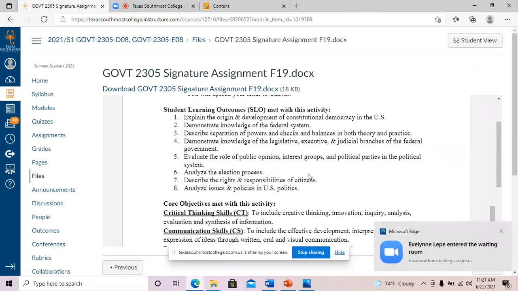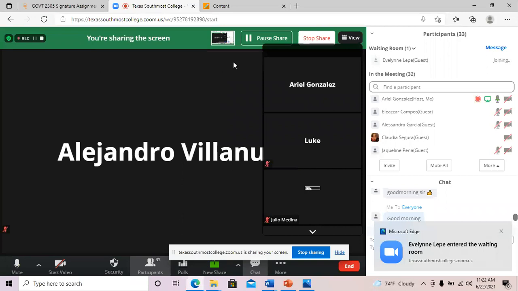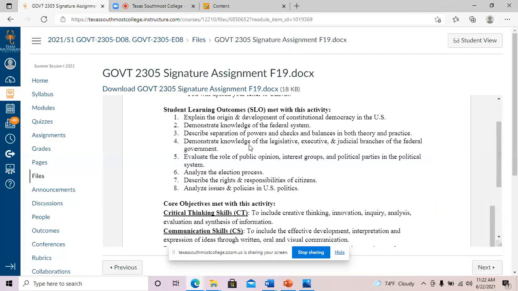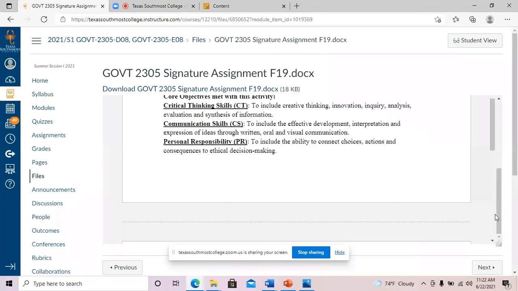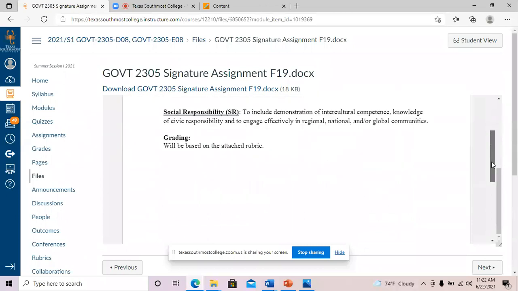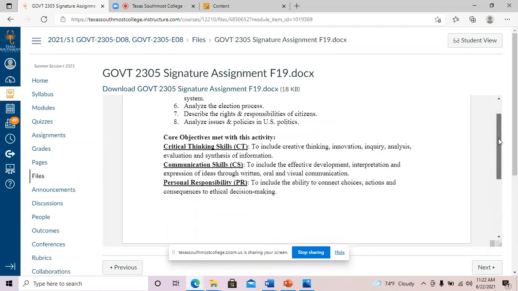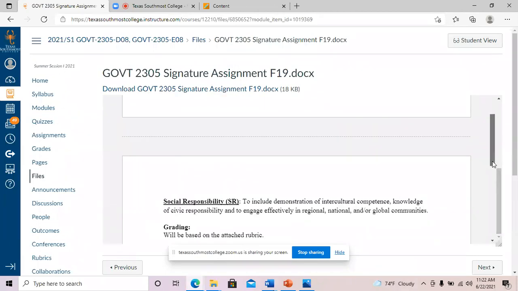So these SLOs are what we're responsible for covering, and you all are demonstrating them in the assignment. That's the point of the signature assignment, because it is proof that you are able to demonstrate these student learning outcomes. And same thing with the core objectives here: you're able to demonstrate critical thinking skills, communication skills, personal responsibility, as well as social responsibility. So don't worry about that, because if you complete the letter the way it's supposed to be, then you will be able to meet all of these requirements. Okay, and that's it.